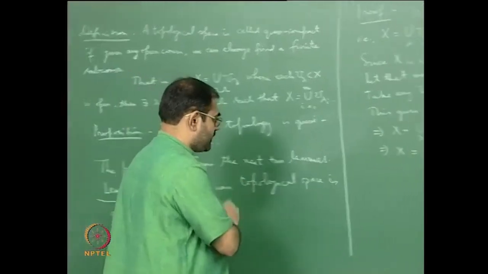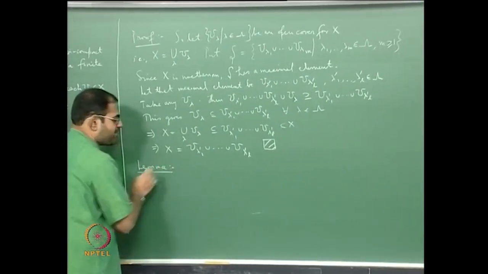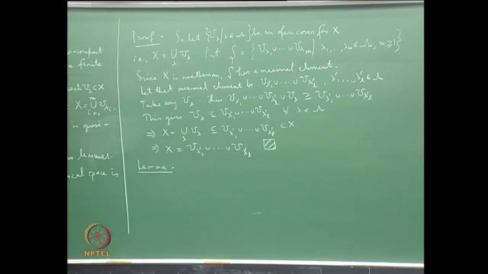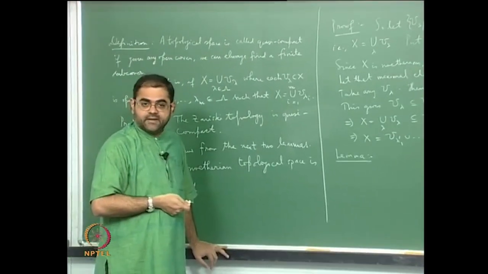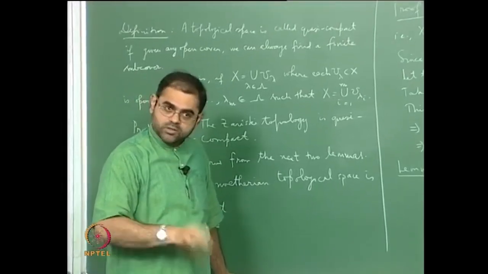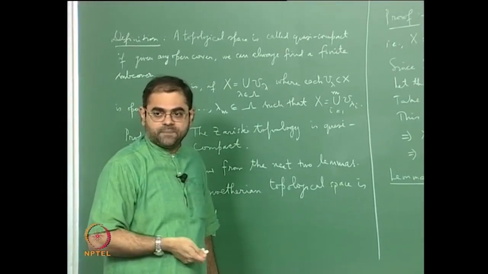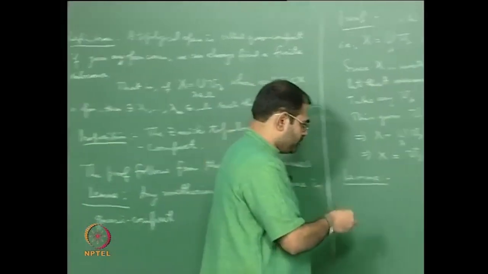Now, I will give you another lemma. So, here is another lemma, and what this lemma actually tells you is that the property of a space being Noetherian is a hereditary property. Namely, if a topological space is Noetherian, then any subset of that topological space given the induced topology also automatically becomes Noetherian, okay. So let me write that down.